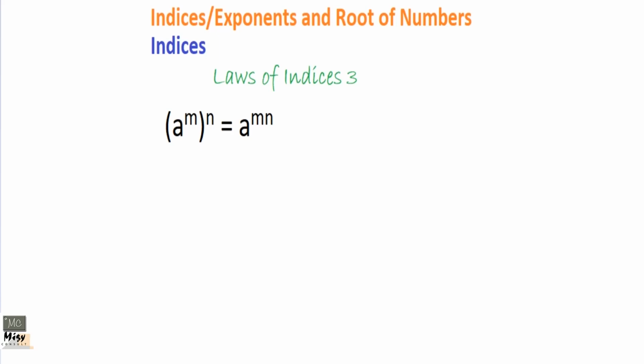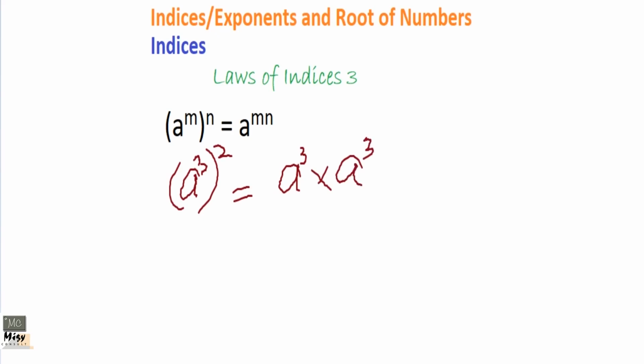Let's take a raised to the power 3, raised to the power 2. You know what we said, it will be a raised to the power 3 times what? A raised to the power 3, right? Because we are squaring it, so this one comes 2 times.